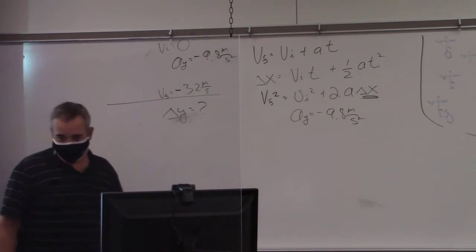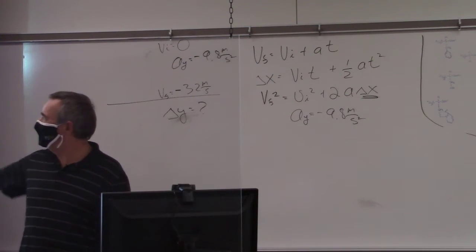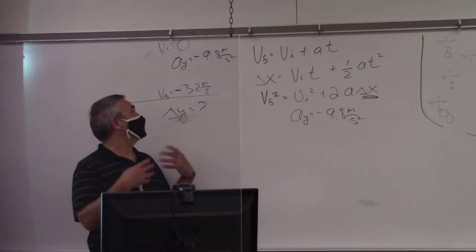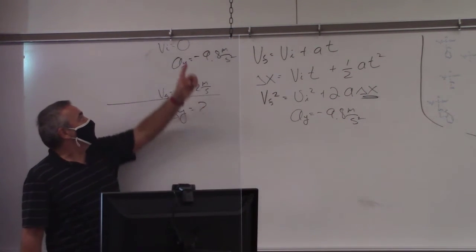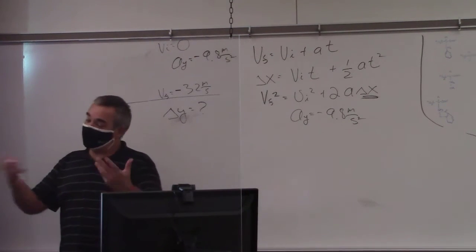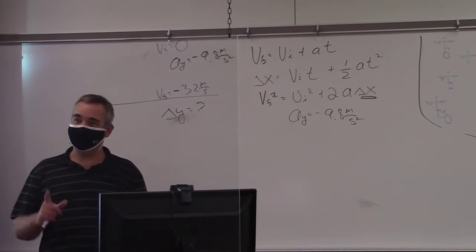So if you notice, when you read through the problem, the only number that you actually see there is 32, right, in the problem. But you have to bring so much more to it yourself. Acceleration in y, negative 9.8. Initial speed, 0. You've got to bring that to the problem on your own. And now it looks a lot better. Now we've got 3 numbers to work with instead of just 1.